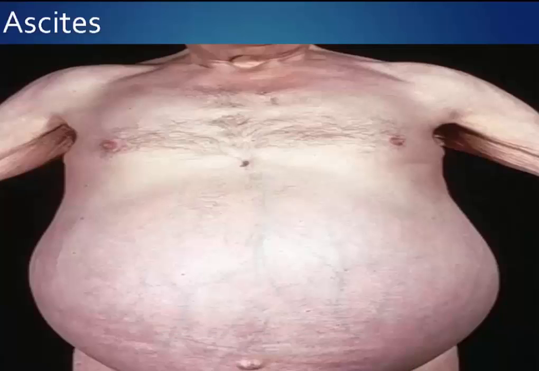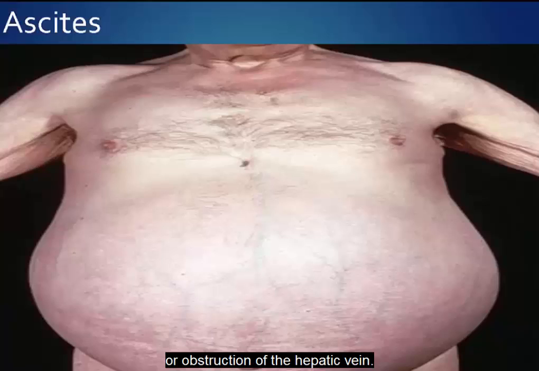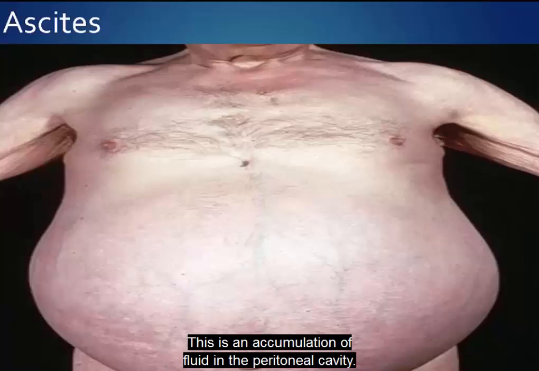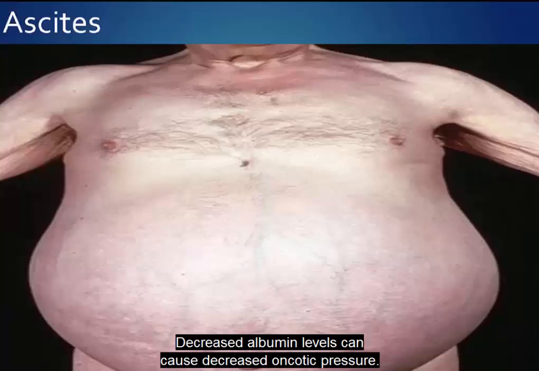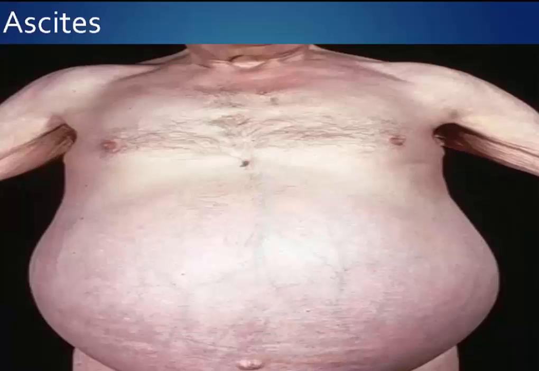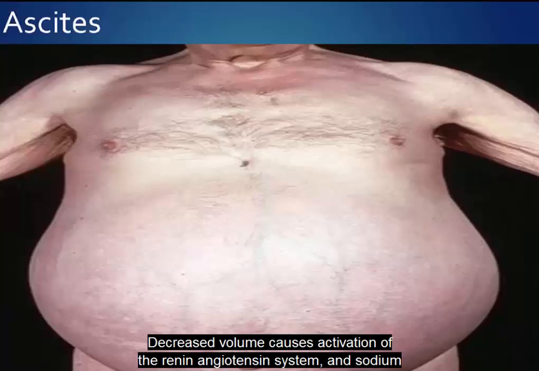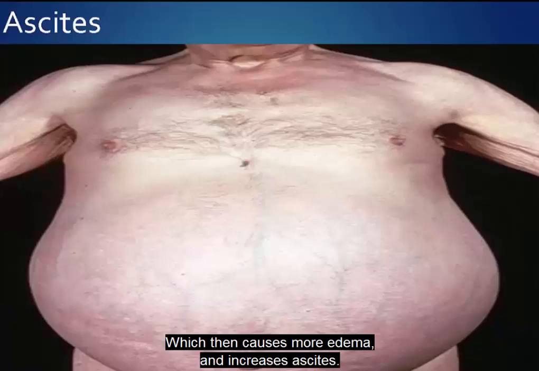and shortness of breath. Causes of ascites can come from liver cirrhosis, alcoholic hepatitis, chronic hepatitis, or obstruction of the hepatic vein. This is an accumulation of fluid in the peritoneal cavity. Decreased albumin levels can cause decreased oncotic pressure, and the fluid leaves the plasma and leaks into the peritoneal cavity and interstitial spaces. Decreased volume causes activation of the renin-angiotensin system, and sodium and water are retained in an attempt to return intravascular volume to normal, which then causes more edema and increased ascites.